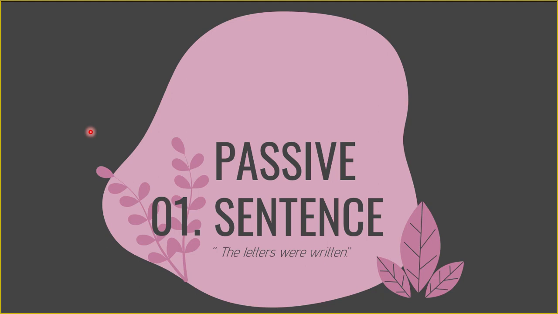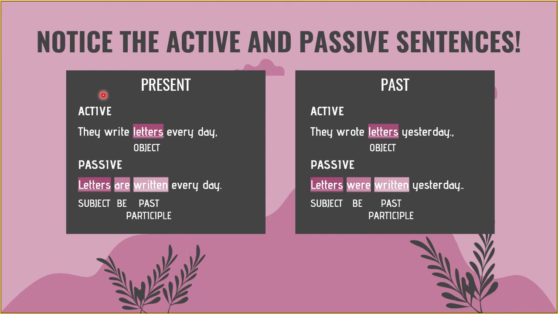Let's start today's lesson with passive sentences, like "The letters were written." Please notice the active and passive sentences. As you can see here, there are two boxes. The left box is present tense active and passive sentences, while the right box is for past tense active and passive sentences. Let's start with the left box, present tense active and passive sentences.